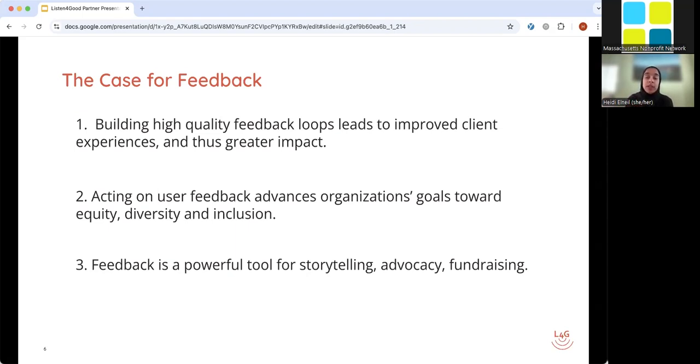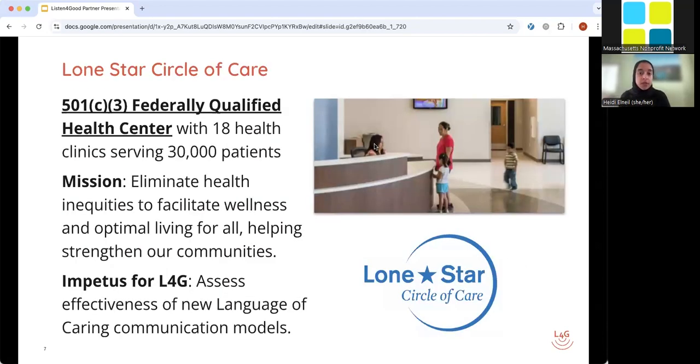And so what we know at Listen for Good is that when feedback is actionable, it's an important part of the way that we build our programs, improve our programs, and thus have a greater impact in the work that we're doing. We also know that it's an important part of the work that we do around equity, diversity, and inclusion. And it's a really powerful tool for storytelling, advocacy, and fundraising. So what I want to do first is just share a few examples of how different organizations use feedback in these different ways. And the first that I want to start with is the Lone Star Circle of Care.